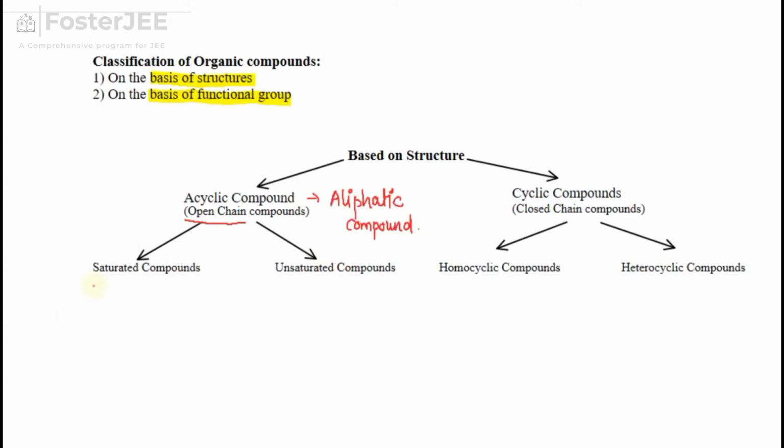Here, saturated compounds are the compounds in which carbon atoms are linked with a single bond. And unsaturated compounds are the compounds in which carbon atoms are linked with either a double bond or a triple bond. So, the acyclic compounds or the open chain compounds have either a linear structure or a branched structure.